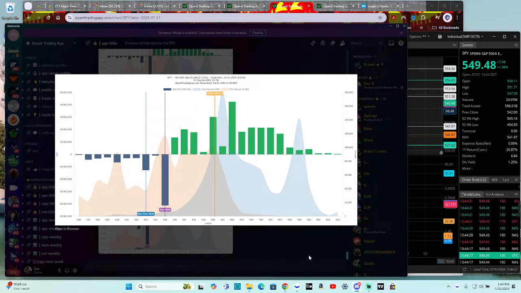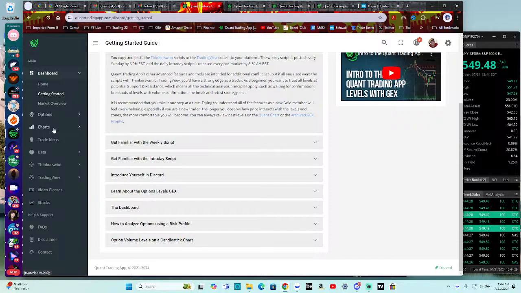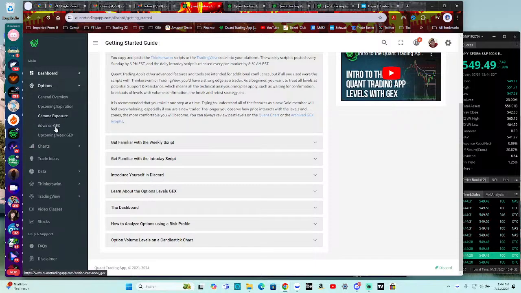So now we're coming up to about 15 minutes to the Fed meeting. We have time for one of my favorite areas of QTA, and that is under the options area, and that's the advanced GEX.